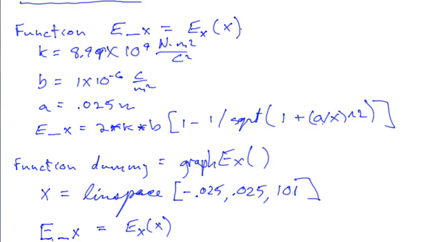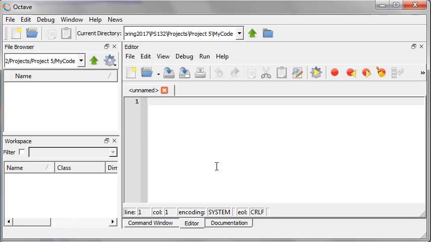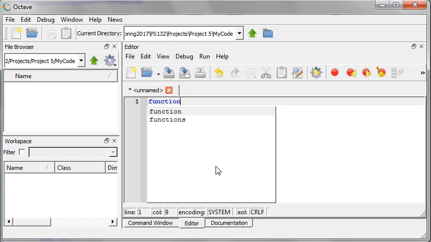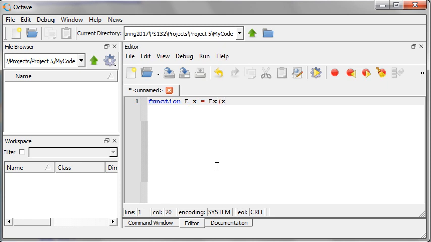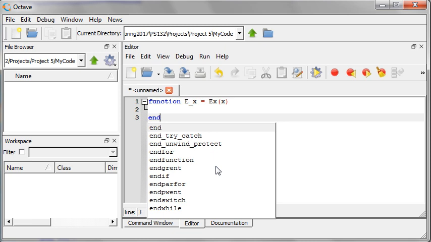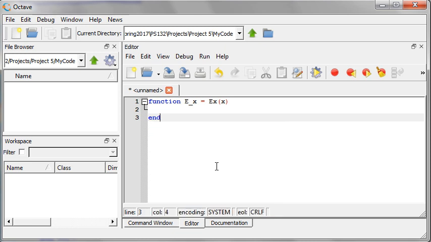Function ex equal to ex of x, and do some initialization. So let's try that. Function e underscore x equals ex of x. And don't forget to end the function. Put the end in there.